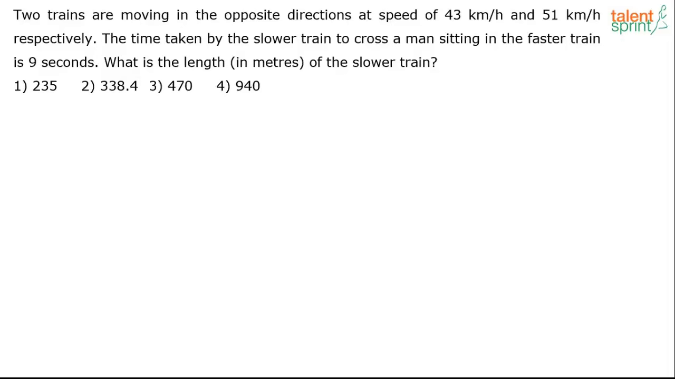This one is on trains again. Two trains are moving in opposite directions at the speeds of 43 and 51. The time taken by the slower train to cross a man sitting in the faster train is 9 seconds. 235, right. So a lot of responses here in one shot. Ayushi, Ajit, Mahata, Sautrik, Mamta and Chandrahas. All these guys have got 235, which is option 1. Let's take up the solution now. I think enough time has been given. Let's look at it.